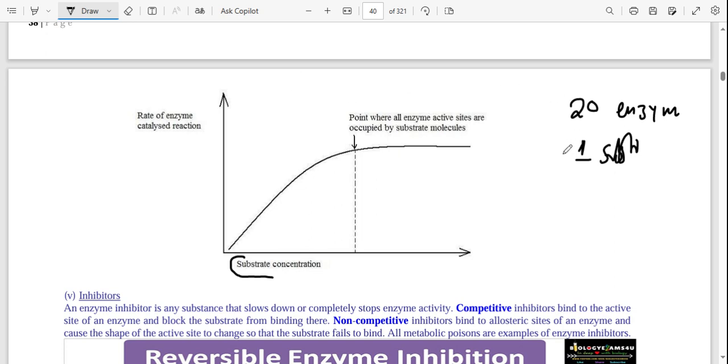Let's say if you have 20 substrates, it will be able to fit 20 substrates to work with the 20 enzymes. But if you increase the substrate to 40, it means that 20 of the substrates will be taken up by the 20 enzymes. The other 20 substrates will have nowhere to go. So the rate of the reaction will no longer increase, even when you increase the concentration of the substrate. So that is also the substrate concentration.